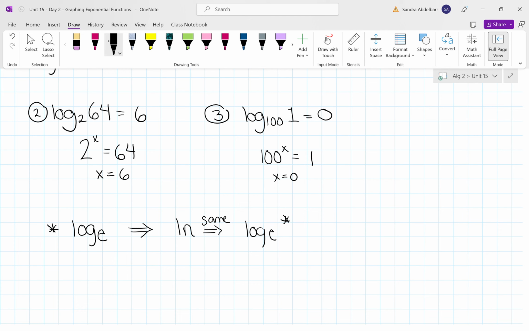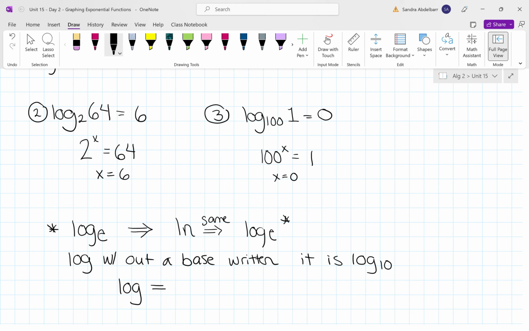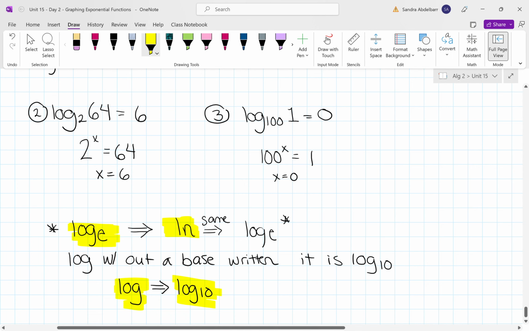Something else we need to know. Whenever you have log without a base written, it is log base 10. So whenever you just have log without a subscript, it is log base 10. So log base e is written as just ln, and log represents log base 10. If you ever see log written without a base, it's immediately log base 10.